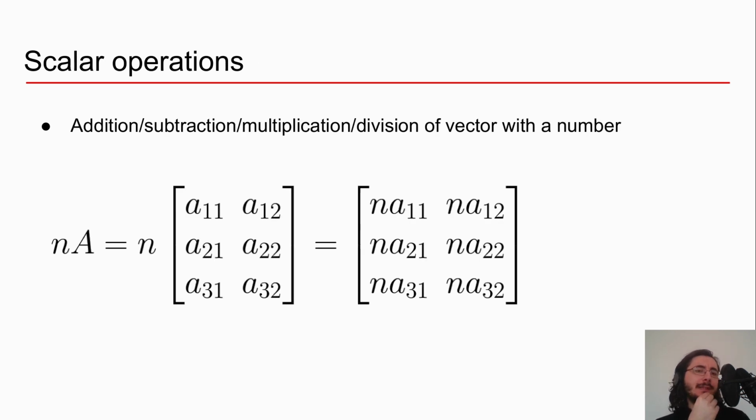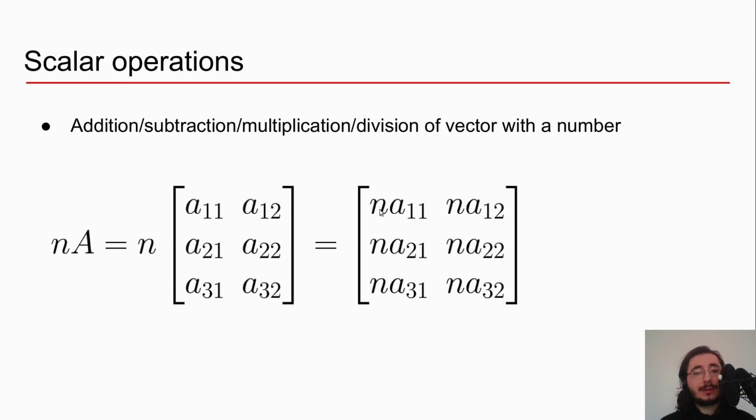Okay, so now let's take a look at scalar operations, because we also have scalar operations for matrices. Here we have addition, subtraction, multiplication, and division of matrices with a number. And they work in a similar manner to scalar operations with vectors. Here, for example, you can see a scalar multiplication. We have a scalar, which is this n. It could be any number, say for example 3, and we want to multiply it by this matrix A, and the result over here is quite simple. We multiply every element in the matrix by n.